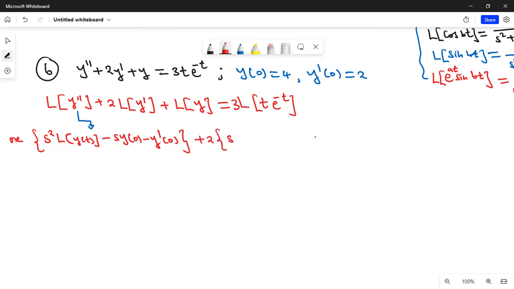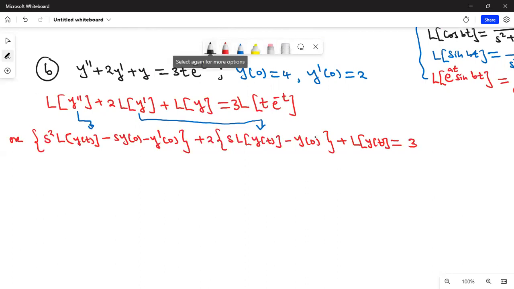Again, transform the other one, you get s times the Laplace transform of y of t, minus y when t is 0. Is this one here. Will give us this bracket. Then I can see there's the Laplace transform of y on the right hand side. We have 3. Now, what is the Laplace transform of exponential negative t times t?